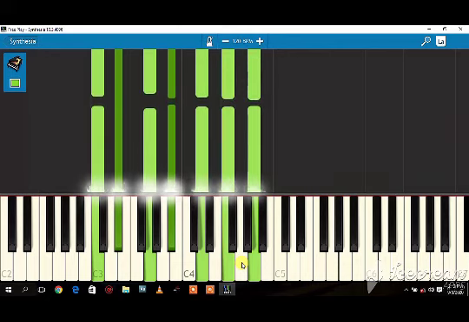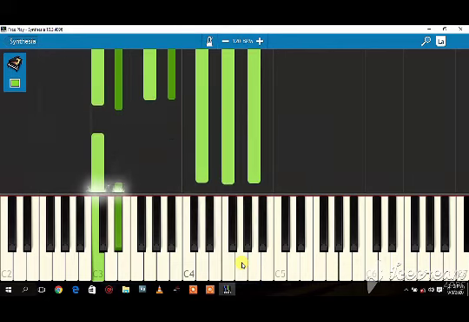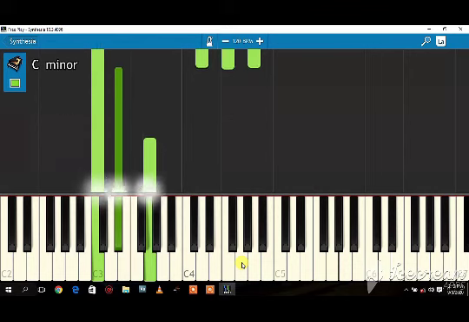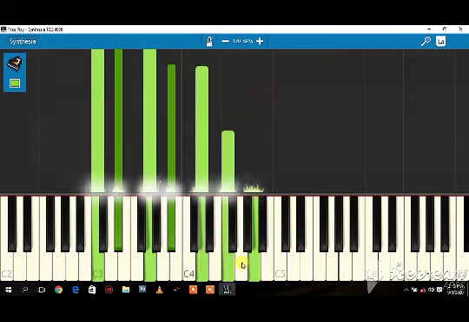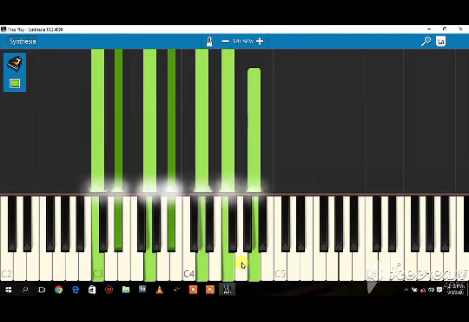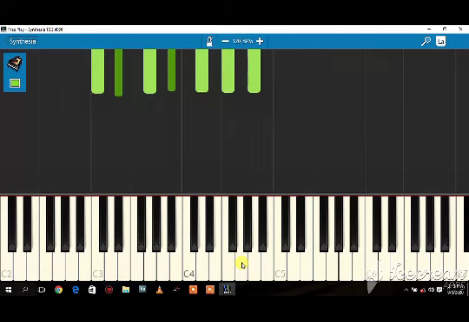So this is the C minor 11th. 1, flattened 3rd, 5th, flattened 7th, 9, 11, and 13. Nice chord. Has a lot of suspense to it.